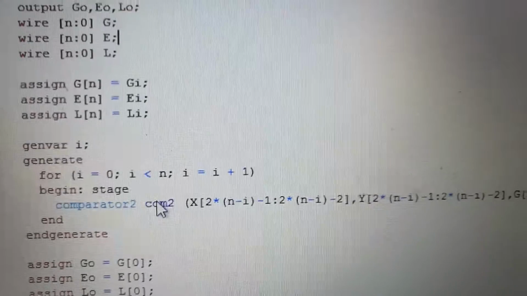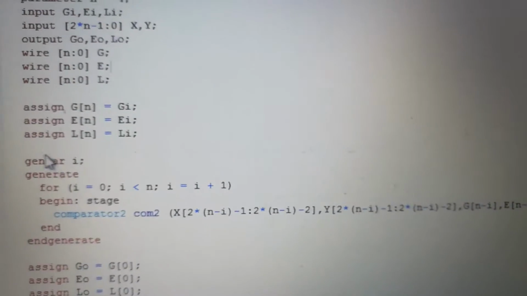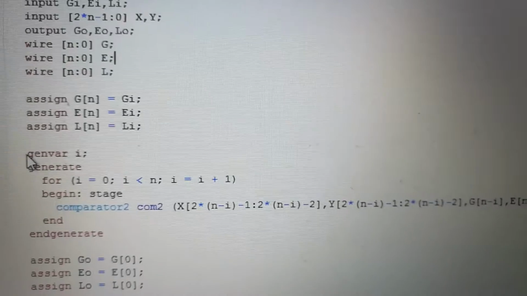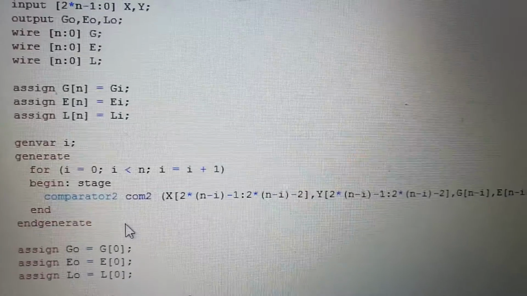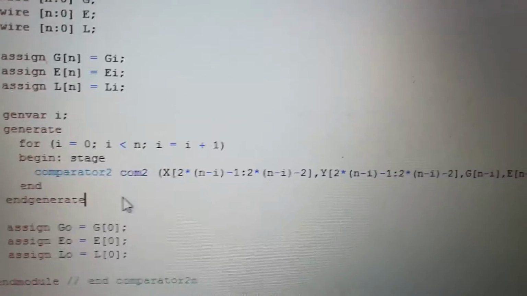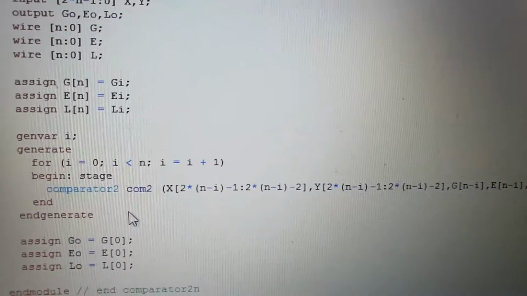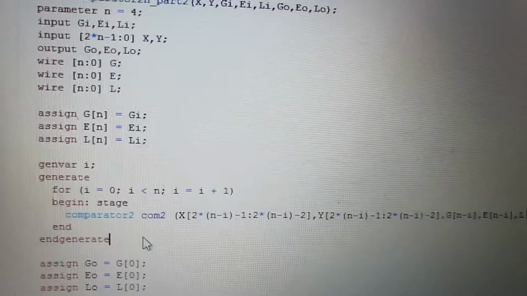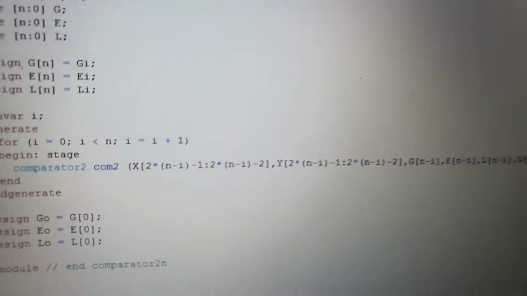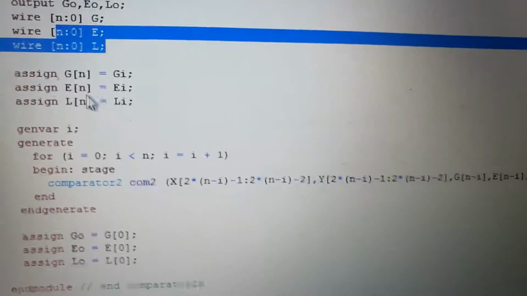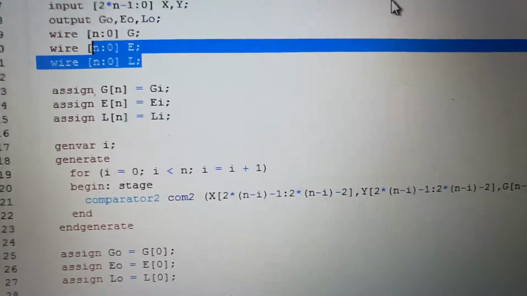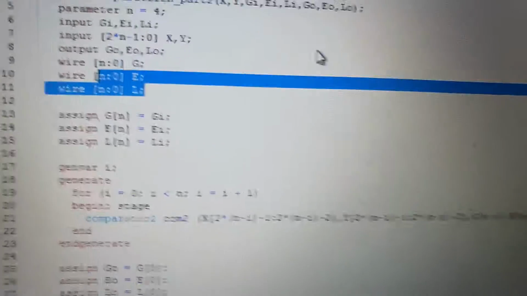Here comes the most important part of this, the 2N comparator. I used a generate block to generate four 2-bit comparators and link them together using the wires that I defined up here. That's pretty much what I did for the 2N-bit comparator.